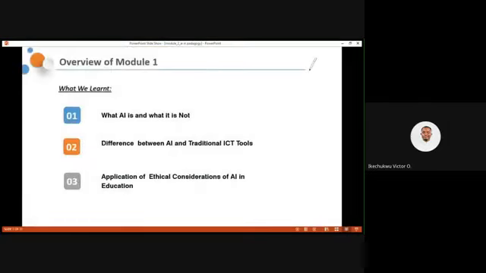So moving on, we're going to take a look at what we've learned so far. Last week, we talked about what AI is and what AI is not. Then we looked at the difference between AI and the traditional ICT tools. We took a look at that last week Friday, and that was taken by Mr. Patrick. And then we also took a look at the application and the ethical considerations of AI in education. What are those ethics we have to have in mind when using these tools so that we do not abuse them?